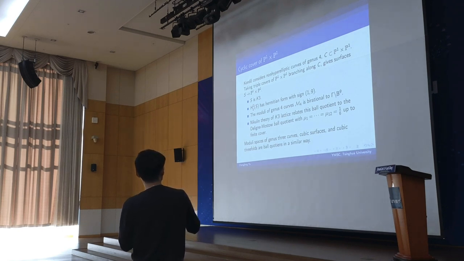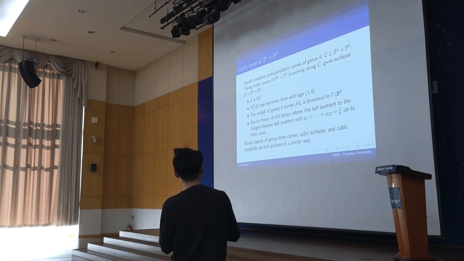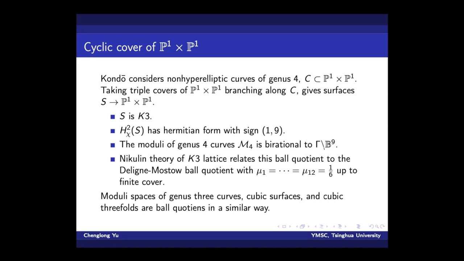And it's using the Nikulin theory of these K3 lattices. And this ball quotient is a special one. It's the one with maximal dimension in the Deligne-Mostow theory. And you have 12 points and all the weights adding together equal to 2. So it's an even weight case.